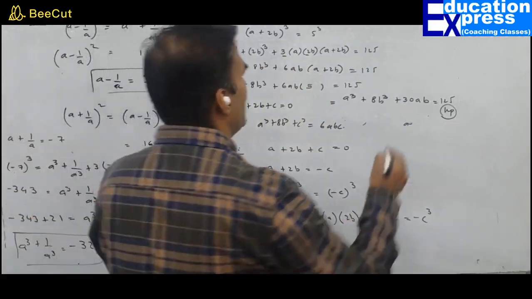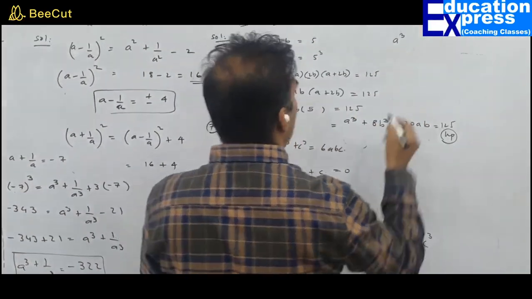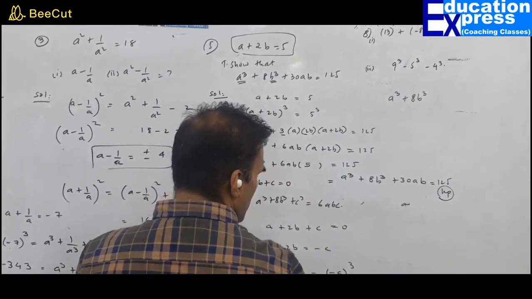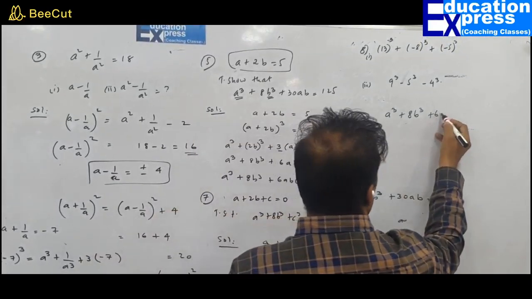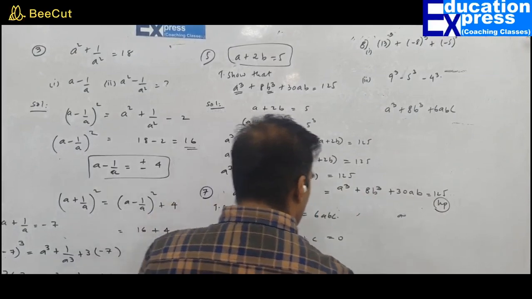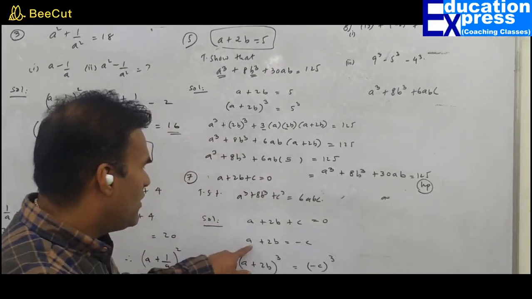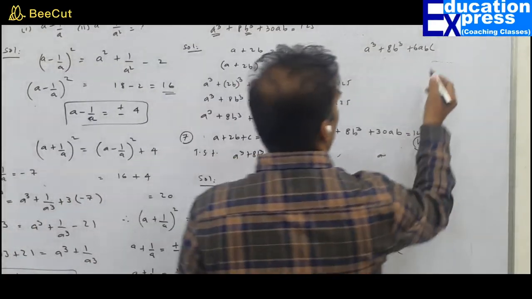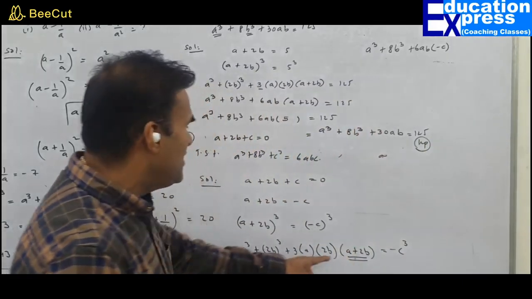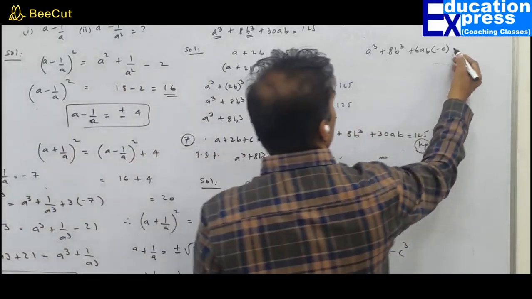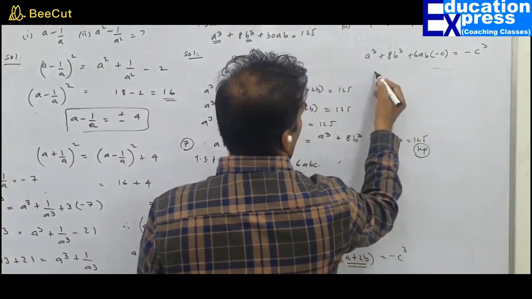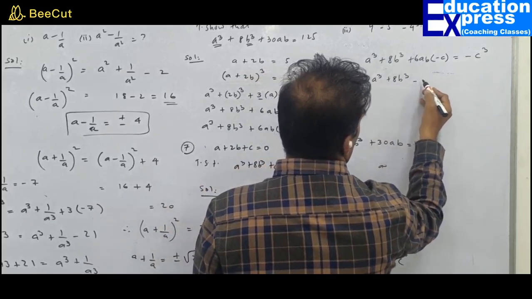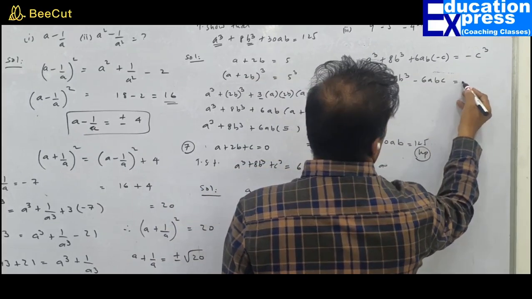So a cube will translate into a cube only. This will translate into 8b cube. This will be plus 3 into a into 2b, 3 into 2, 6, 6ab, a plus 2b. My dear friend, this is the most important part. Have a look, a plus 2b is nothing but minus c. So I am substituting this as minus c. This is the most important part of the whole sum. From here on, a cube, 8b cube, this will be minus 6abc equals minus c cube.